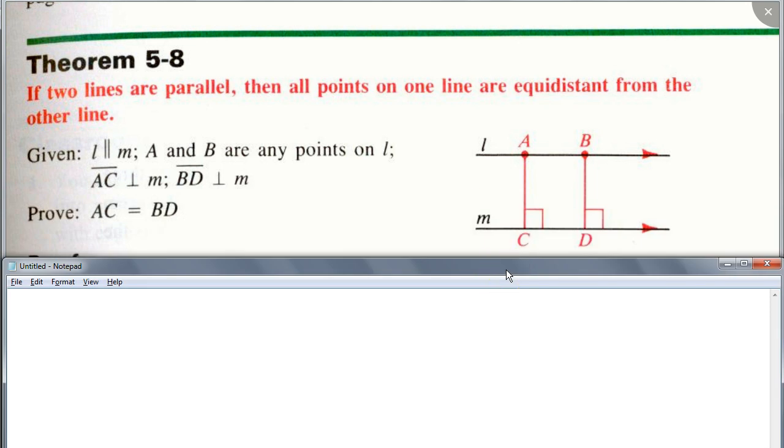So then how are we going to show that this is true? How are we going to prove that if two lines are parallel, then all points on one line are equidistant from the other line? Thank you, Samantha. So AC and BD are both perpendicular to them. Right. AC and BD are both perpendicular, so then we know that they're parallel. How do we know this?